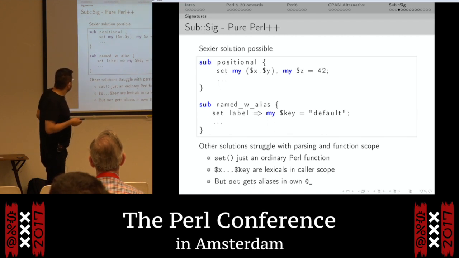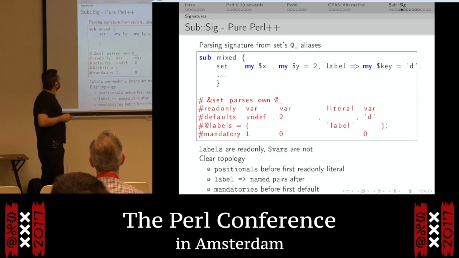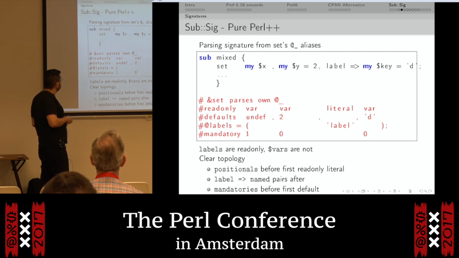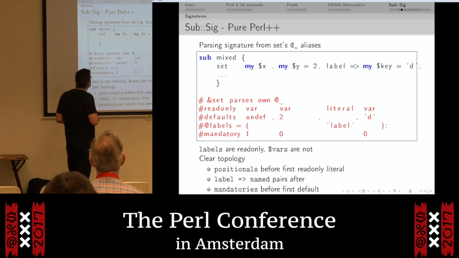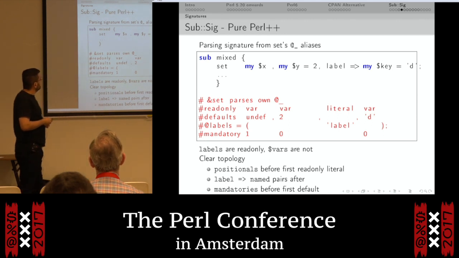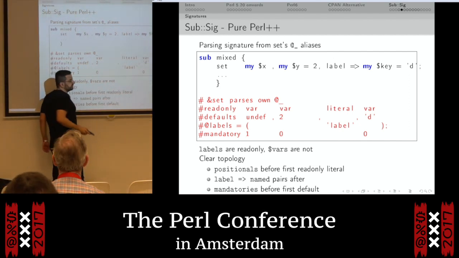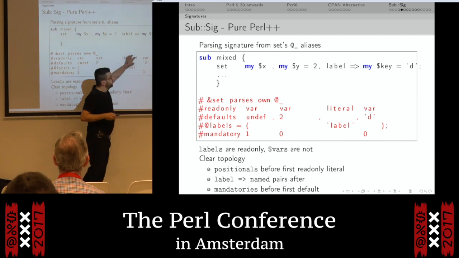And set gets aliases to the variables it wants to set. How does it work? When set parses its own @_, it sees that 4 arguments were passed. And the first 2 are not read-only, the third one is read-only, the fourth is not read-only. So it can tell, oh, the ones which are not read-only must be positionals. At the time it sees a literal, which is read-only, it is a label. And from there on it expects pairs.